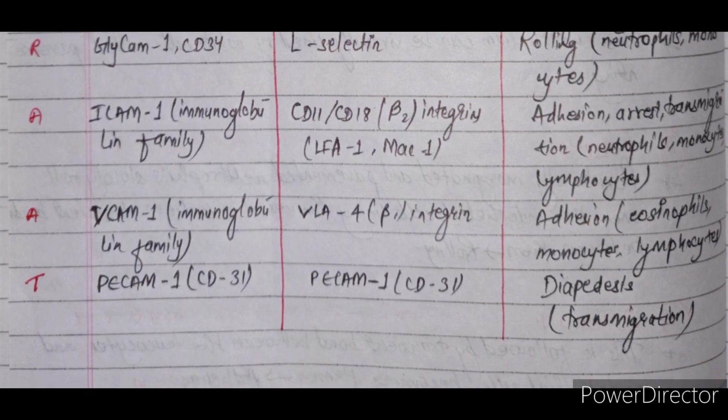Now comes ICAM and BCAM. Remember in this way: ICAM1 will make a bond with beta-2 integrin and BCAM1 will make a bond with beta-1 integrin. So beta-2 integrin is also known as CD11 or CD18, LFA1 or MAC1, and beta-1 integrin is also known as VLA4.